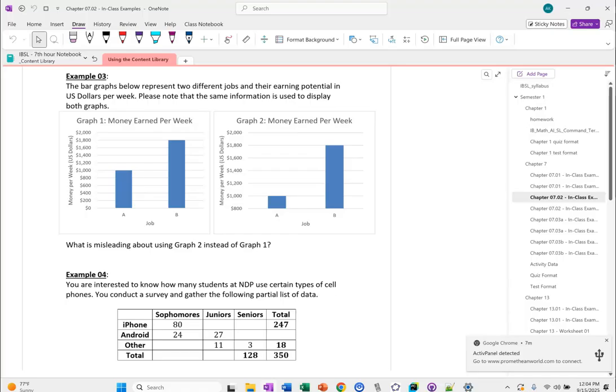Yeah, so if I look at the first graph, it looks like job B just pays about twice as much as job A. If I look at the second graph, it looks like job B pays 5 times as much as job A, which is not the case, right? Because you started at 800 instead of 0. You guys kind of see that? Again, just misrepresentative.